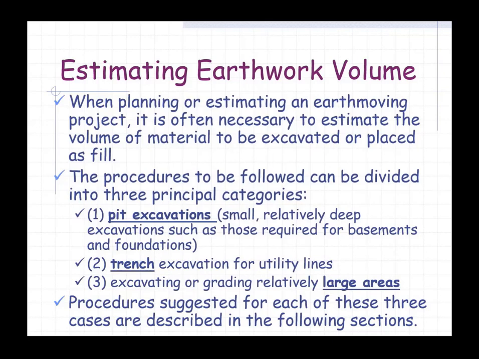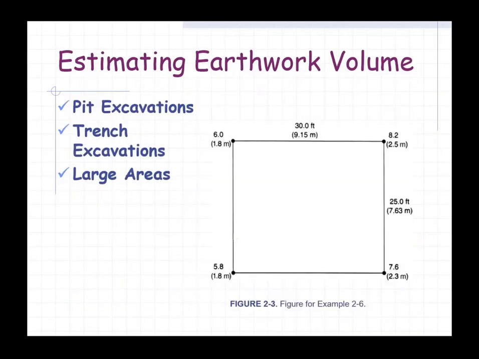For earthwork projects, when planning or estimating, it's often necessary to find the volume of material that would be excavated or placed as fill. The procedures can be divided into three principal categories. One is a pit excavation, a relatively small, deep excavation required for basements or foundations. Another is a trench excavation, usually long and linear, such as for utility lines or drainage ditches. And then excavating really large areas. So three different types of excavation. Let's look first at an example for a pit excavation.